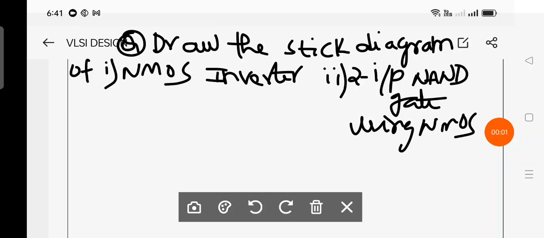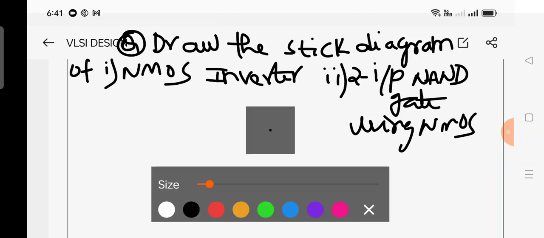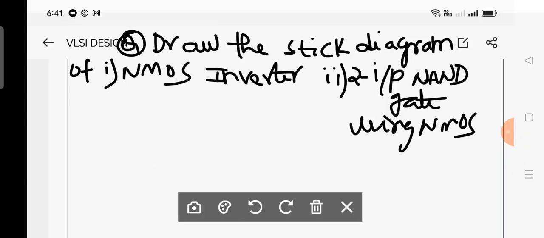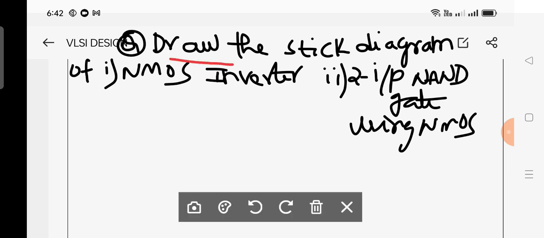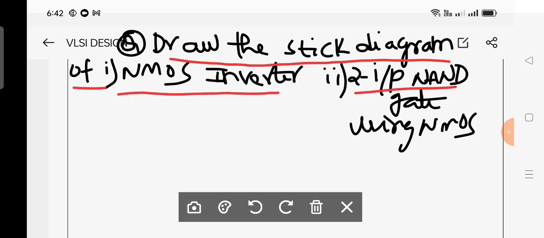Welcome back, students. In this class we are going to observe how to design the stick diagram using Nmos logic. Is it clear? Now you can observe this question. Draw the stick diagram of, first I have considered Nmos inverter, second I have considered 2 input NAND gate using Nmos. Is it clear? Now you can observe how to design these two questions in the form of stick diagram. First of all, we should be very clear how to design Nmos inverter and a 2 input NAND gate using Nmos.